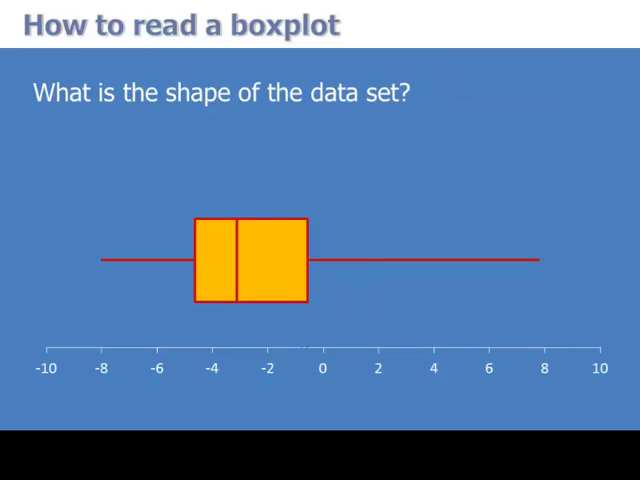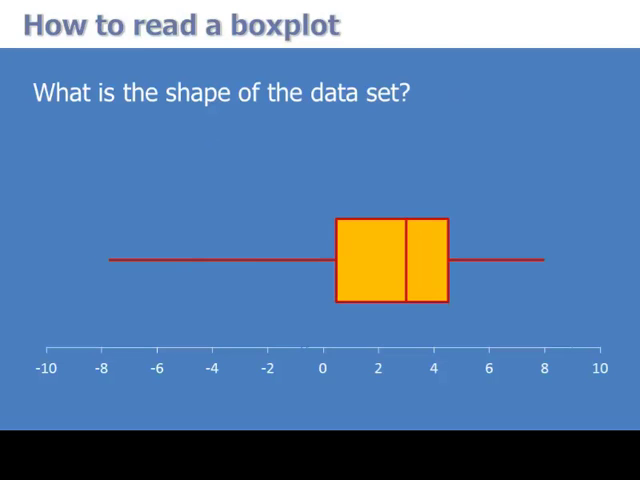How about this dataset? Here the median is on the left side of the box, and most of the observations are concentrated on the low end of the scale. So we would say that this data set is skewed right. And here's another common pattern. The median is on the right side of the box, and most of the observations are concentrated on the high end of the scale. So we would say that this data set is skewed left.